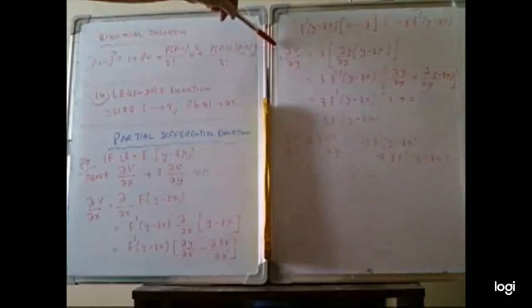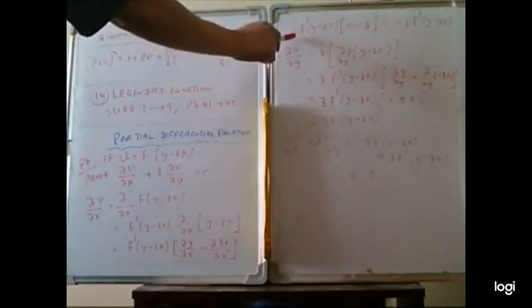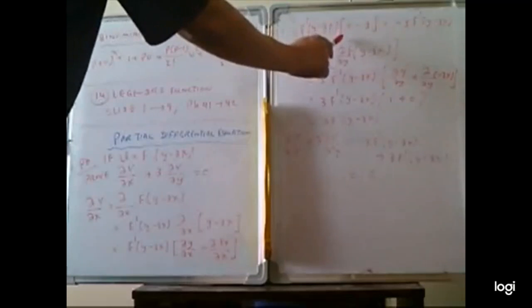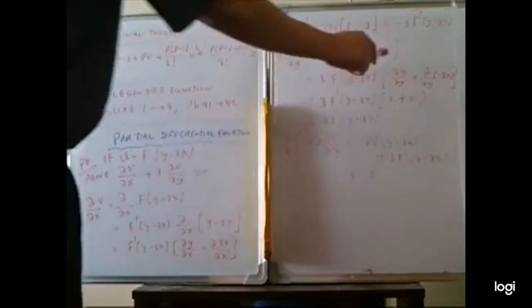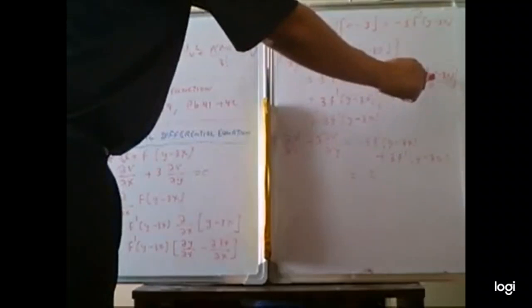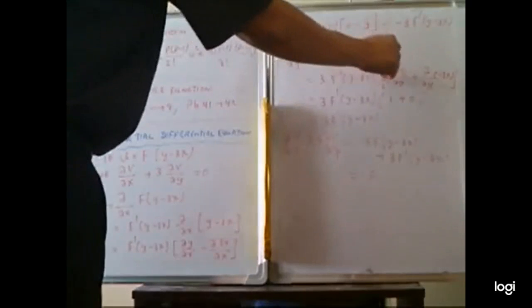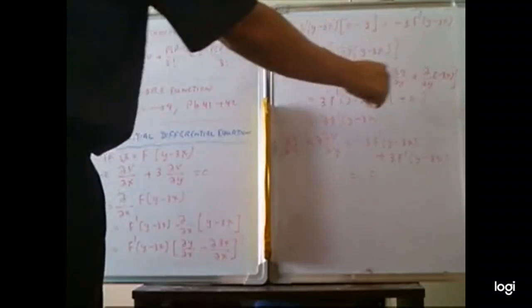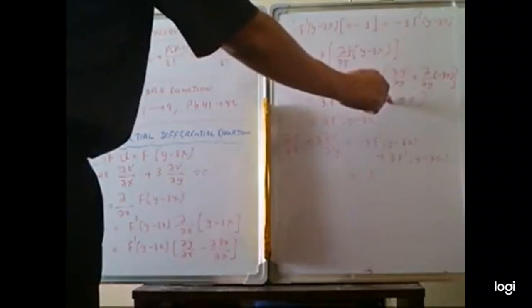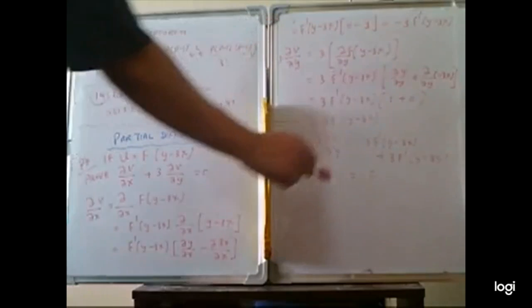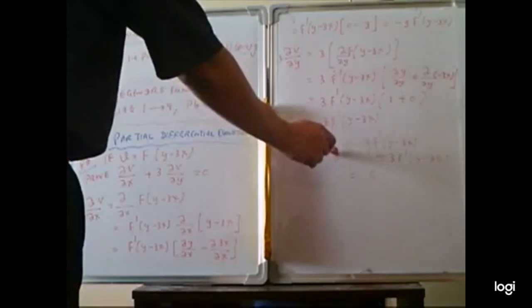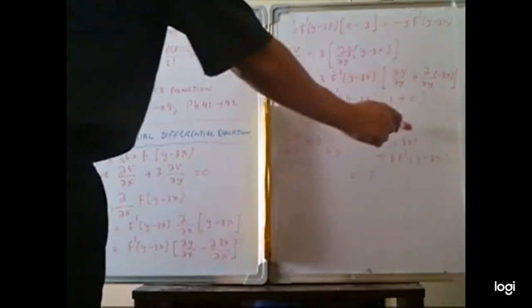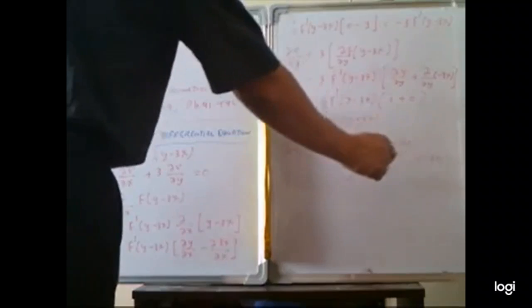And similarly, we partially differentiate with respect to y. So 3 into del v by del y, so 3 times del by del y of f(y - 3x). You differentiate and get f dash (y - 3x) times del y by del y plus del of minus 3x by del y. So this becomes 1, and this is x, so this becomes 0. Then we get 3 f dash (y - 3x) multiplied by 1. So del v by del x plus 3 del v by del y is equal to minus 3 f dash (y - 3x) plus 3 f dash (y - 3x). So that will become 0.